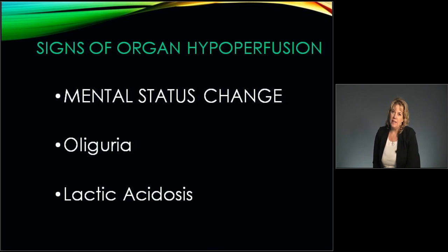So again, just paying close attention to any subtle changes that you may see in their level of consciousness. The presence of oliguria: oliguria is when our urine output is less than 400 mLs in a 24-hour period. So it's important again to make sure that we look at the urine output.